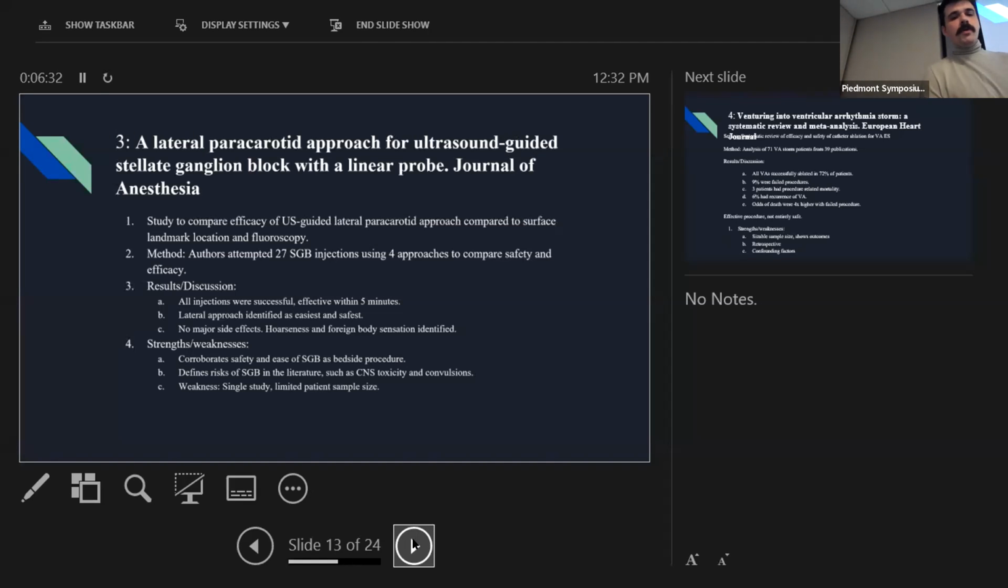My third article was published in the Journal of Anesthesia. The authors were doing 27 different SGB injections with 4 different approaches to try and compare from their experience what was the safest and easiest way to do this procedure. And they found that all their injections were successful and effective within 5 minutes, and that the lateral approach with an ultrasound machine was the safest and easiest. And importantly, that there were no major side effects. So I just wanted to include this to kind of show that this is something that can be safely done at the bedside.